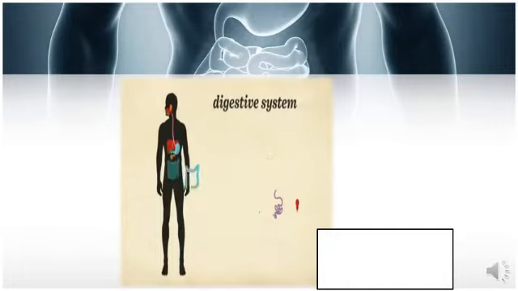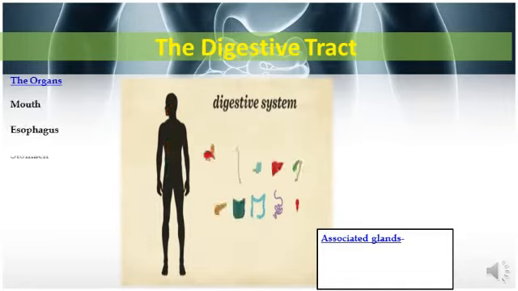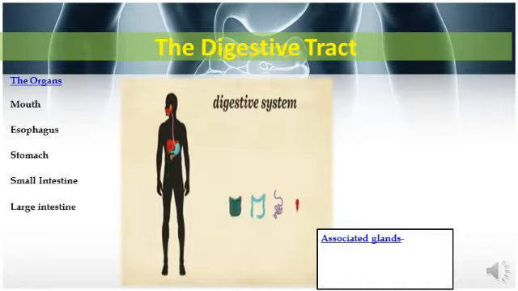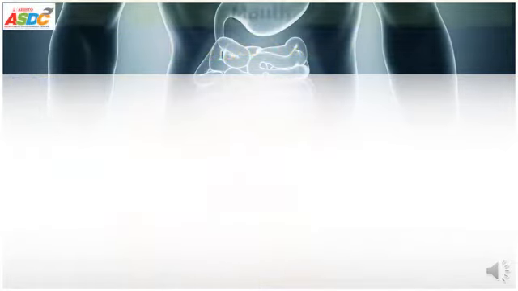Now, let us understand the different parts of the digestive tract. The digestive tract contains organs and the associated organs that help in digestion. Mouth, esophagus, stomach, small intestine, large intestine, rectum, and the last part being anus. Salivary glands, pancreas, liver, and bile help in the digestive process by secretion of enzymes or bile and digestive juices as well. Understand them one by one.